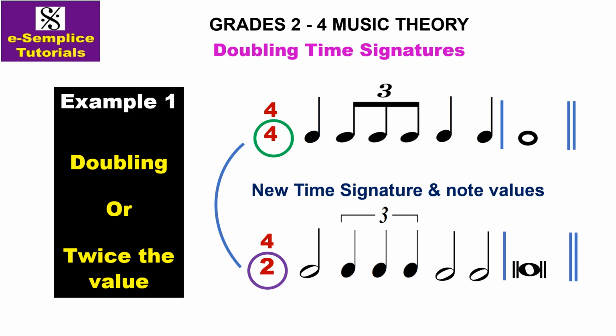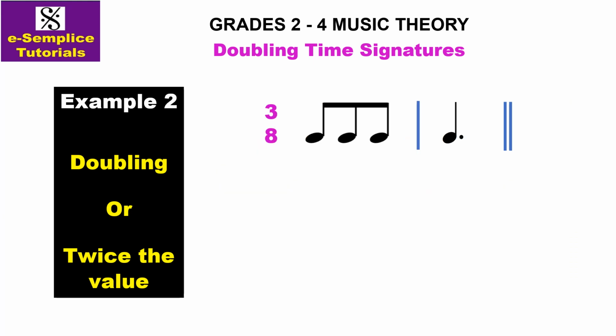Now you see the values have changed. We have a new time signature. The only thing that remains unchanged is the number of beats in a bar. Remember, 4/4 is a simple quadruple, and 4/2 is also a simple quadruple, in that both of them have 4 main beats in a bar.